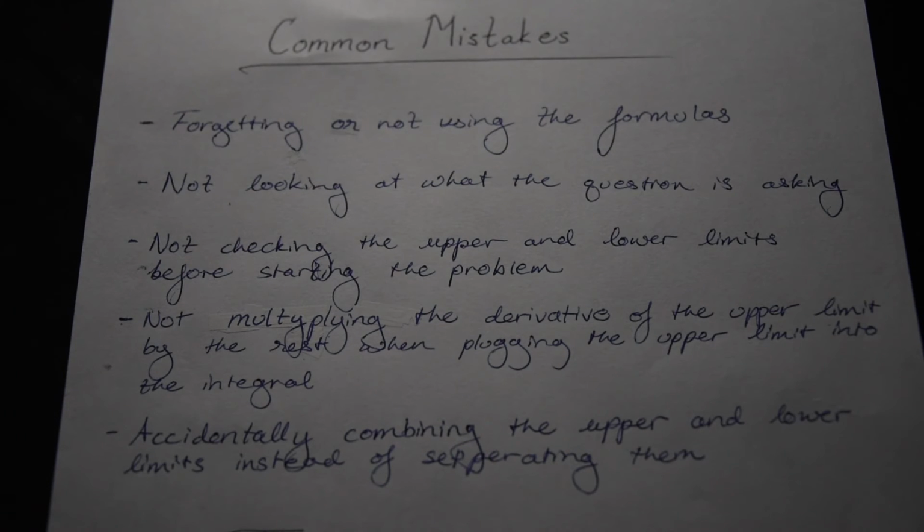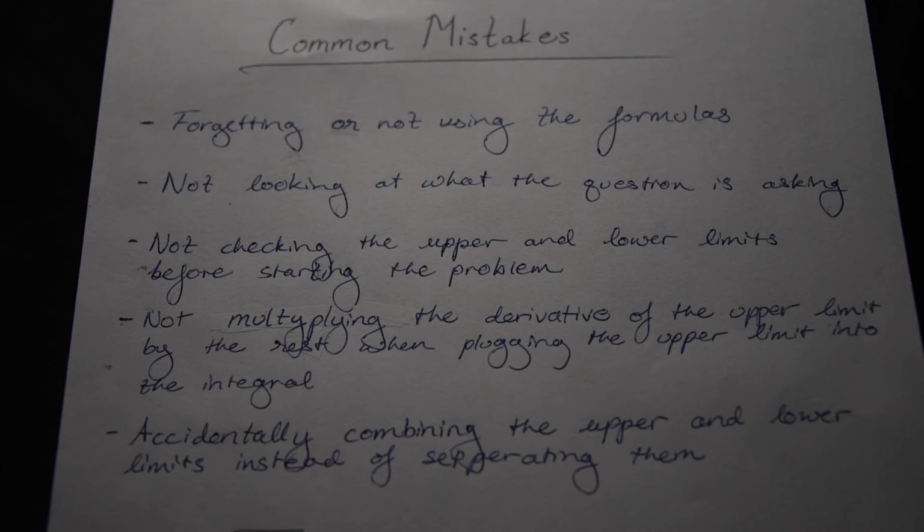So, some common mistakes people make are not using the formulas correctly or forgetting them. Sometimes they don't look at what the question is asking. Suppose they're looking at what's g prime of x, instead of g prime of 5. And sometimes they don't check the lower and upper limits before they start the problem. That is a big problem, because if you don't do that, then you don't know how to set it up in order to solve the problem.